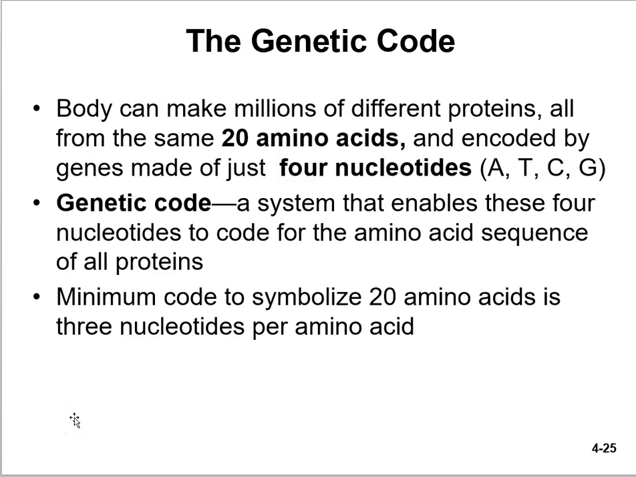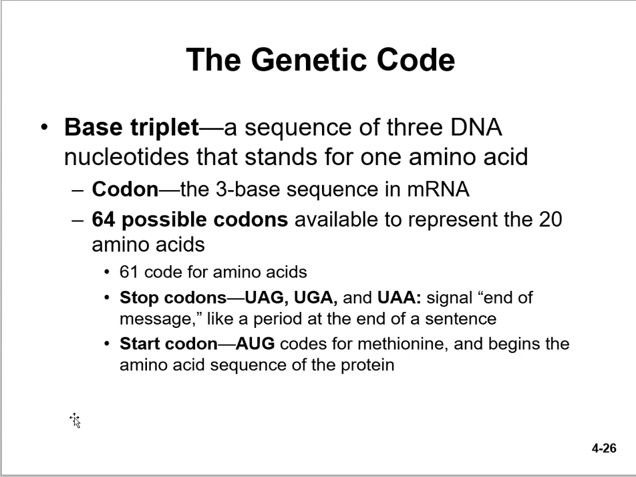If we're talking a useful gene. So a base triplet is a sequence of 3 DNA nucleotides that codes for 1 amino acid. That's called a codon when we take mRNA and we copy that gene, and we take every 3 letters in mRNA, that is a codon, and there's 64 possible codons that are available to represent the 20 different amino acids.